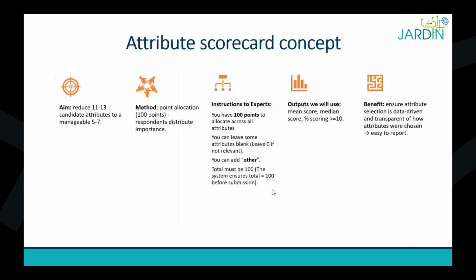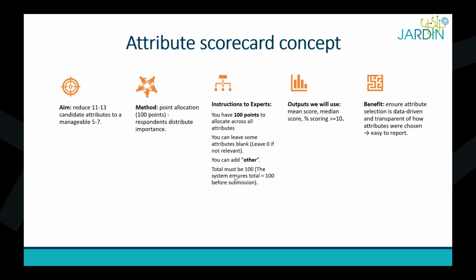Next slide, please. So the idea is very simple. Like I said, the objective is to reduce the number of attributes to something that's manageable. And then we use a point allocation system. So out of 100 points, can you please allocate these 100 points to different attributes based on the importance to you? And then we have very specific instructions to the experts.